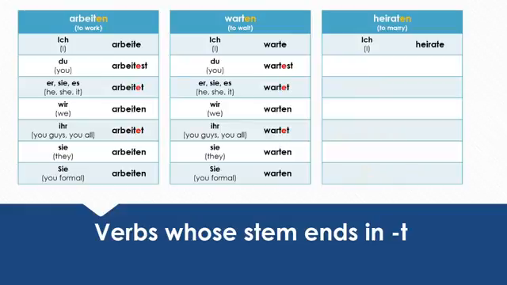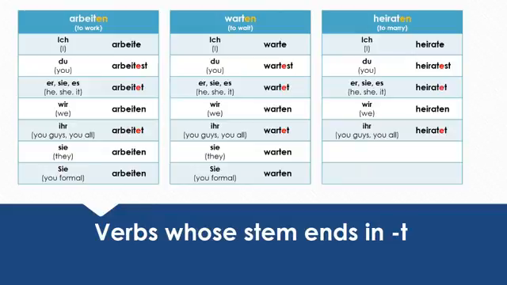And our next verb, heiraten, which means to marry or to get married. Ich heirate. Du heiratest. Est. Er, sie, es heiratet. Et. Wir heiraten. Ihr heiratet. Sie heiraten.